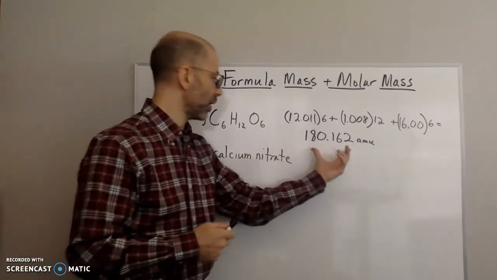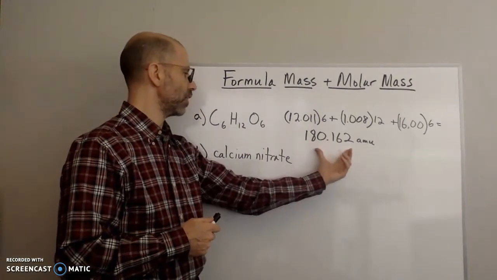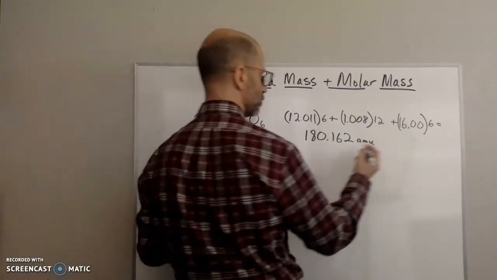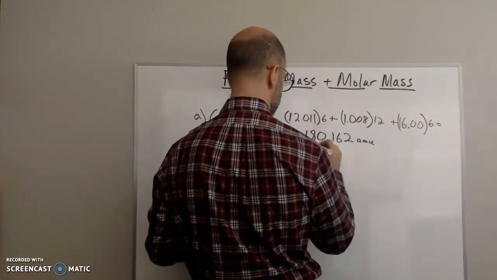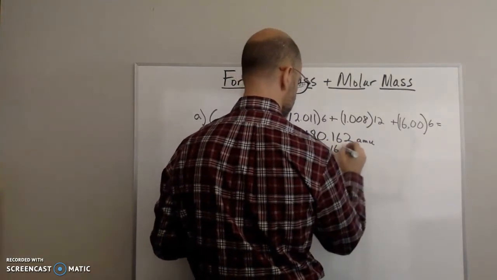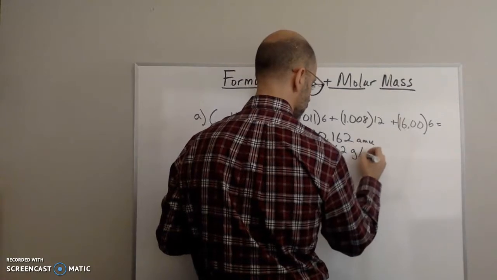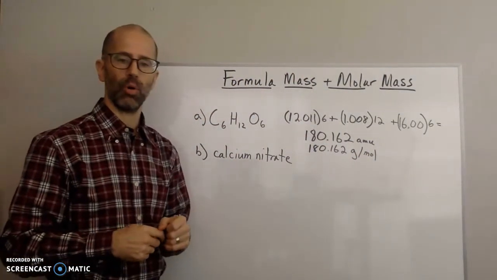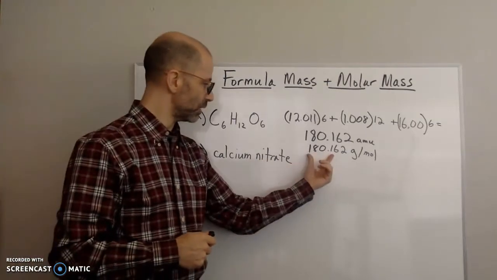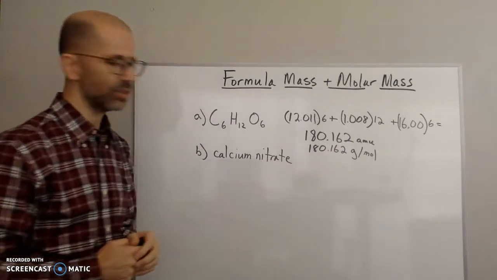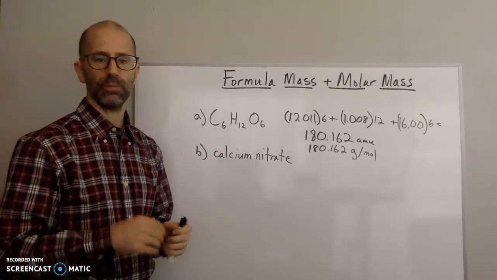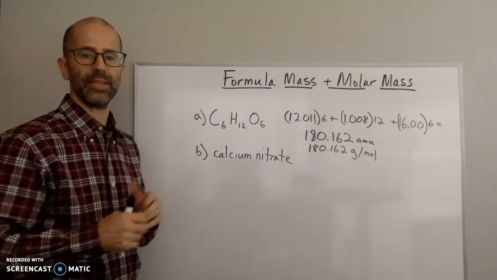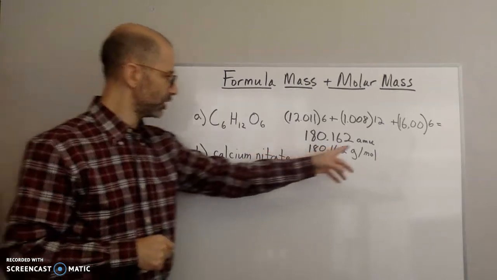So, in the same way that this formula mass is 180.162 AMUs, I can also express that as 180.162 grams per mole. So that tells me that if I have 1 mole of glucose, then that should be equal to 180.162 grams of glucose. So again, it's the same number for formula mass and molar mass, except the units are different.